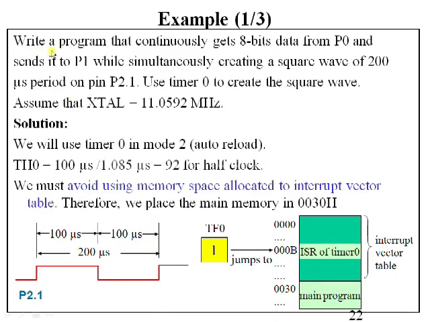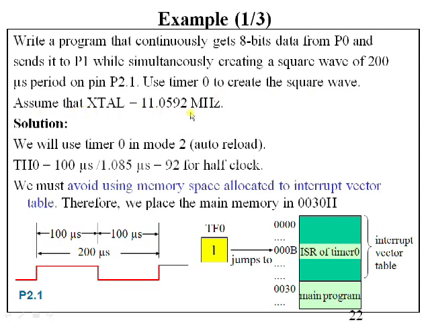Now let us see an example. Write a program that continuously gets 8 bits data from port 0 and sends it to port 1, where port 0 is acting as input and port 1 is acting as output, while simultaneously creating a square wave of 200 microseconds period on pin 2.1. Use timer 0 to create the square wave. Assume that crystal is 11.059 megahertz.